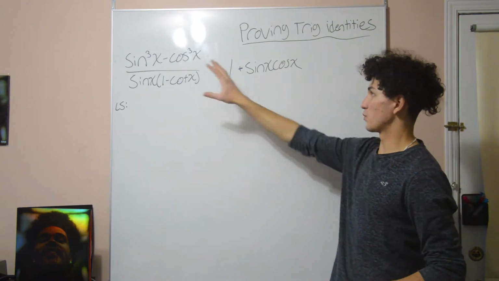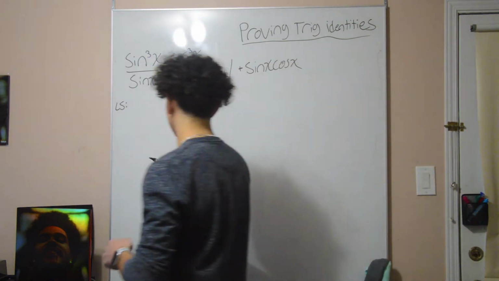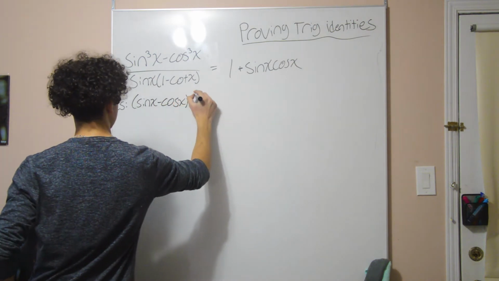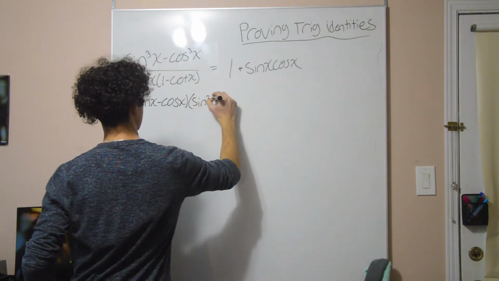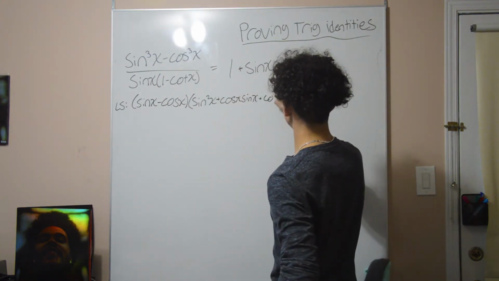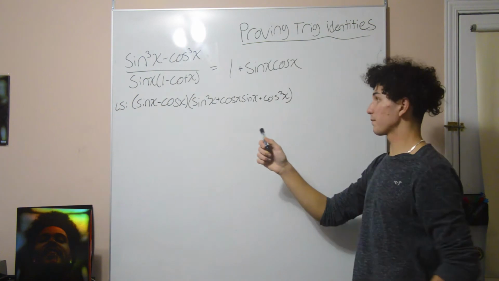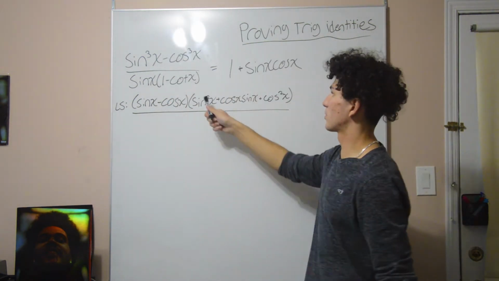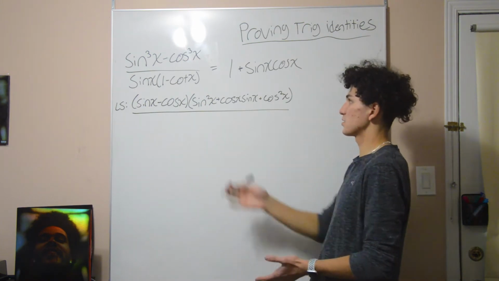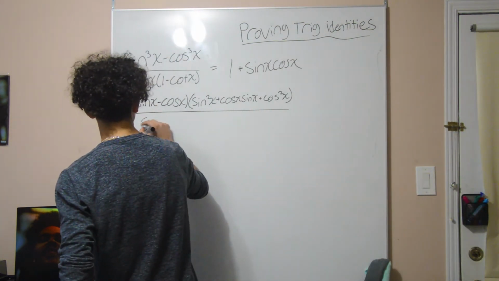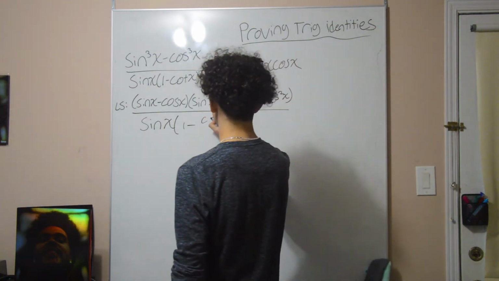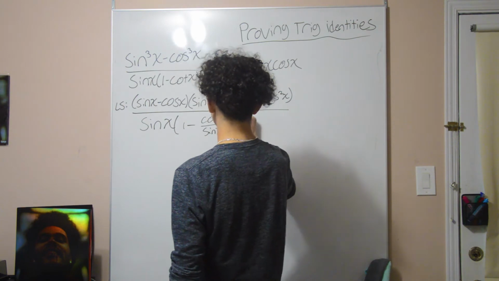Step number 1 is we see a difference of cubes here, hopefully, so let's take care of that. This would then become sine x minus cos x times sine squared x plus cos x sine x plus cos squared x, just like that. Okay? And then from here, we're also going to turn this cotangent into sine and cosine terms, because our final answer doesn't actually contain any cots, so we want to change it up. All this is going to be divided by sine x times 1 minus, and cotangent is cos over sine, cos x over sine x, just like that.